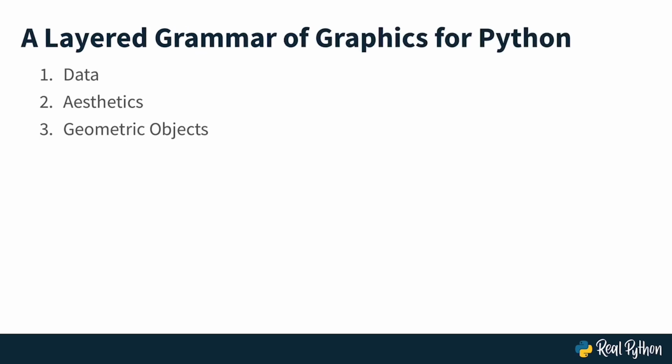Okay, as a quick recap, what you need to build a plot with plotnine is three layers of the layered grammar of graphics, which is first the data, then aesthetics, and then third, geometric objects. And this is the quick introduction for what is a grammar of graphics. And next up, you'll get set up on your system with Anaconda or a virtual environment.